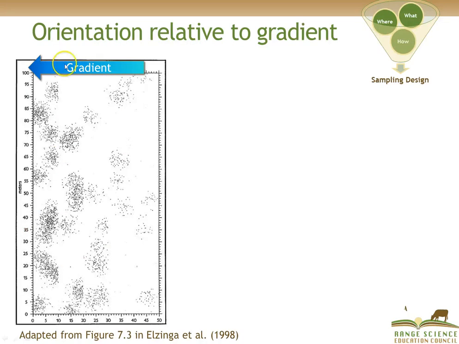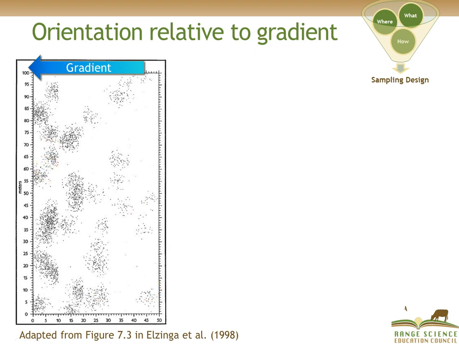So here we see a schematic diagram of a population, and we can see that there's a gradient from low vegetation cover to high vegetation cover or density. There's just less abundance of plants on the right side of this schematic diagram than on the left side.